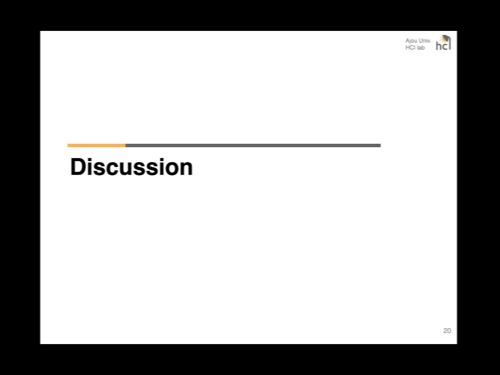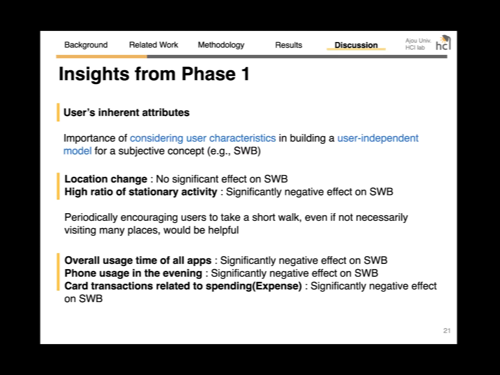Now, I will present some discussion points. In this paper, we had two goals. The first goal was that we wanted to identify the relationship between smartphone passive sensing and subjective well-being. The second goal was that we wanted to find out the time when subjective well-being decreases by tracking the subjective well-being change from smartphone passive sensing.